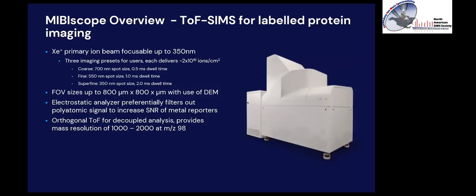And so that is what the MIBI scope is, our ToF-SIMS system for labeled protein imaging. Like I said, we have a xenon primary ion beam that we can focus up to about 350 nanometers. We do have 3 different imaging modes, which give you a trade-off of spatial resolution versus throughput. Our FOV sizes can be acquired up to 800 by 800 micron with the use of a DEM.